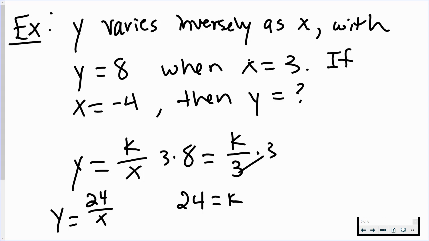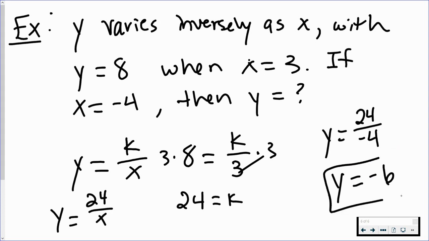Okay, we found the value of k. So let's take a look at the second part. If x equals -4, then y equals what? So let's plug in what we know. 24 divided by x, which is -4. 24 divided by -4 is -6. So y equals -6.